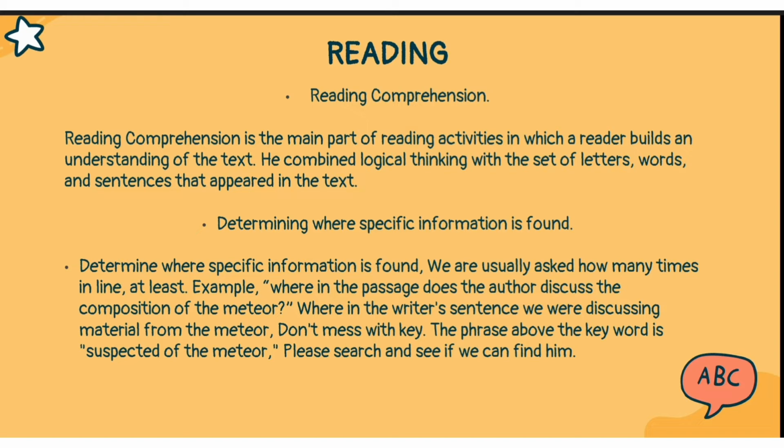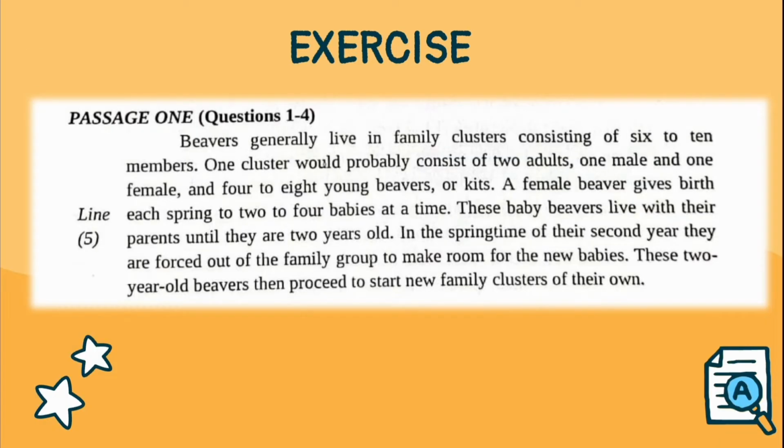Determine where specific information is found. We are usually asked how many times in a line, at least. Example: where in the passage does the author discuss the composition of the meteor? Where in the writer's sentences were we discussing material from the meteor? Don't miss the keyword. The keyword here is the meteor. Please search and see if we can find it. There are examples of this material.